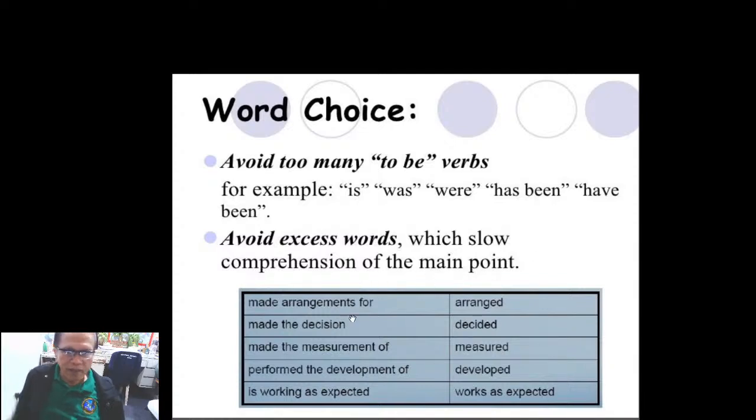So, tingnan natin. "Made arrangements for." Pwede naman daw "arrange" na lang. Or "made the decision." Pwede naman daw "decided," para maigsi na lang. "Made the measurement of." Pwede daw "measured" na lang. Then "perform the development of." Pwedeng "develop" na lang. Then "is working as expected." "Works as expected." So, yan yung mga sample niya na kailangan paiksihin mo lang.